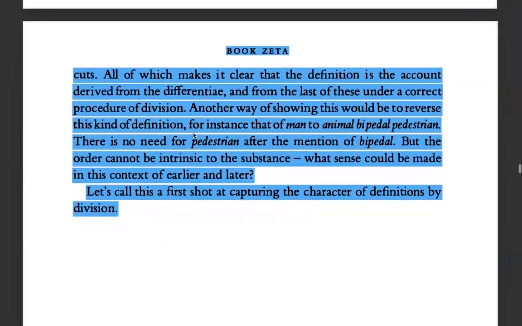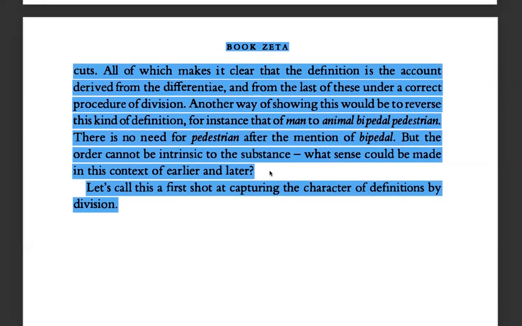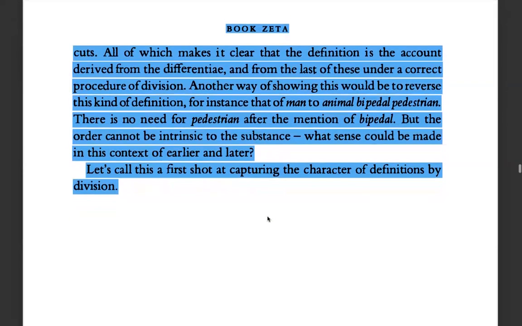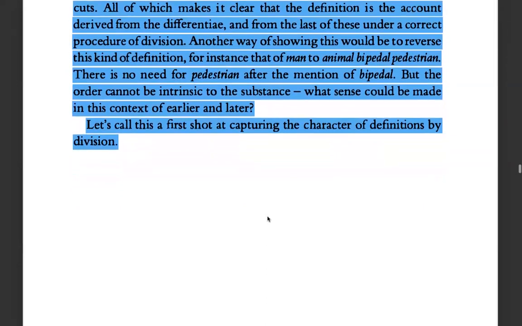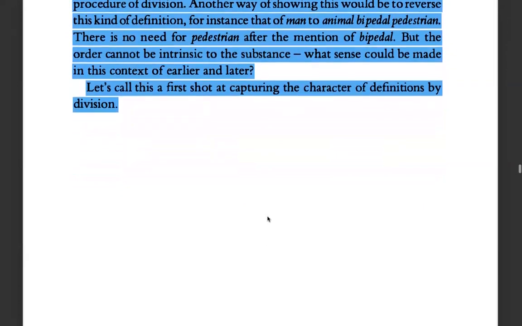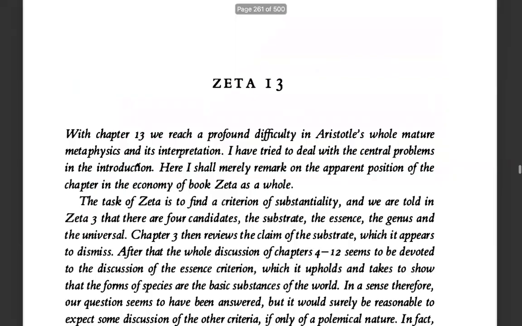Another way of showing this would be to reverse this kind of definition. For instance, that of man to animal, bipedal, pedestrian. There's no need for pedestrian after the mention of bipedal, but the order cannot be intrinsic to the substance. What sense could be made in this context of earlier and later? Let's call this a first shot at capturing the character of definitions by division.